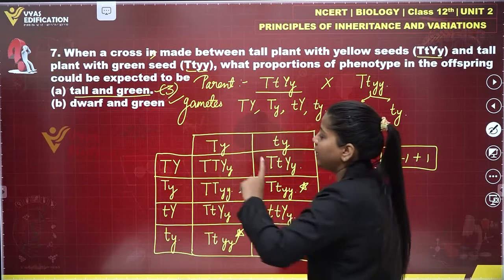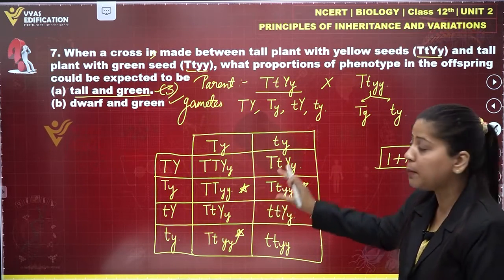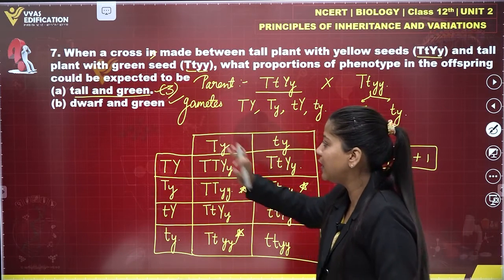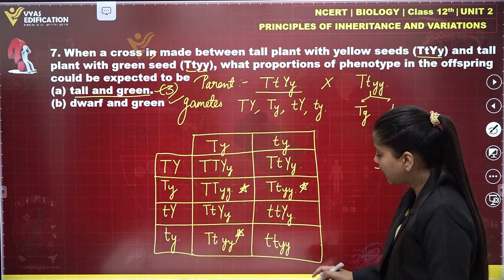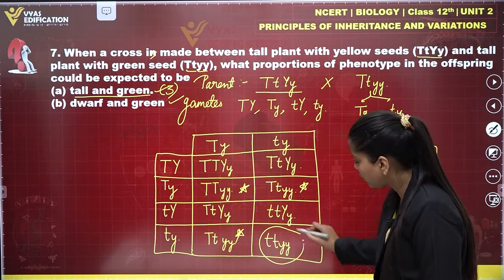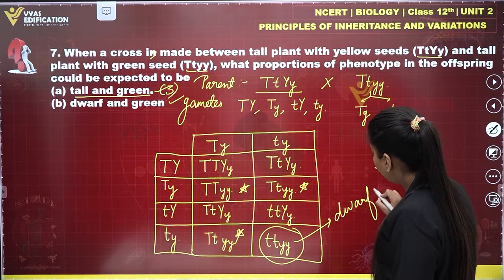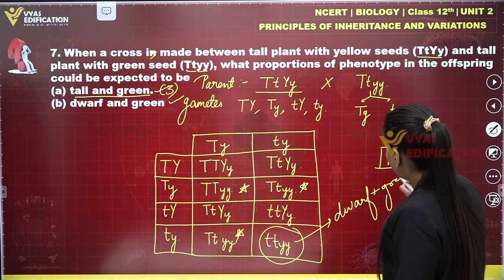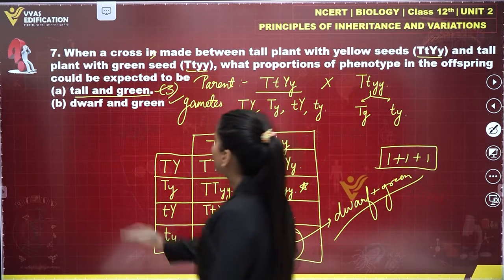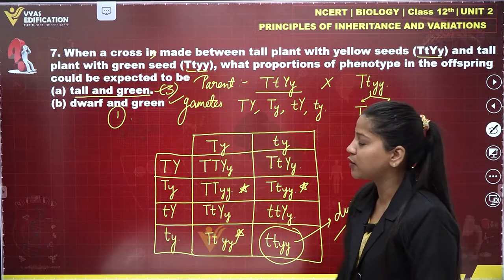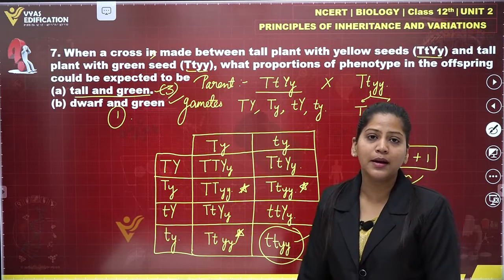Similarly, we have to find among all these offsprings what proportion of the phenotype of the offspring is having dwarf and green. Dwarf and green is only one. This one is only dwarf and green. So only one phenotype is showing dwarf and green among the offsprings of this cross. So this is the complete solution of question number 7.